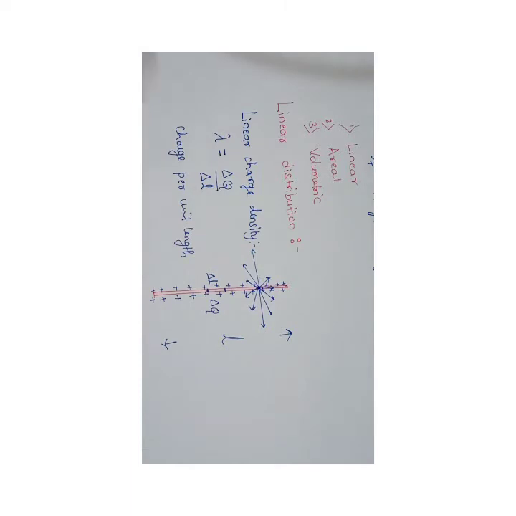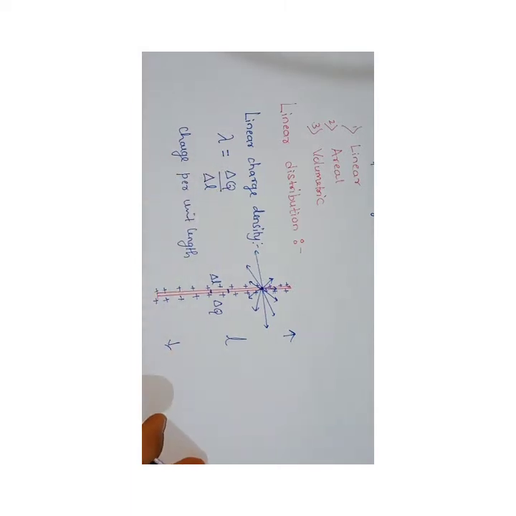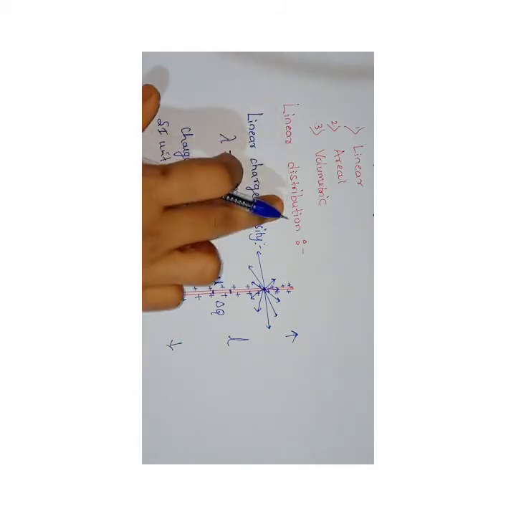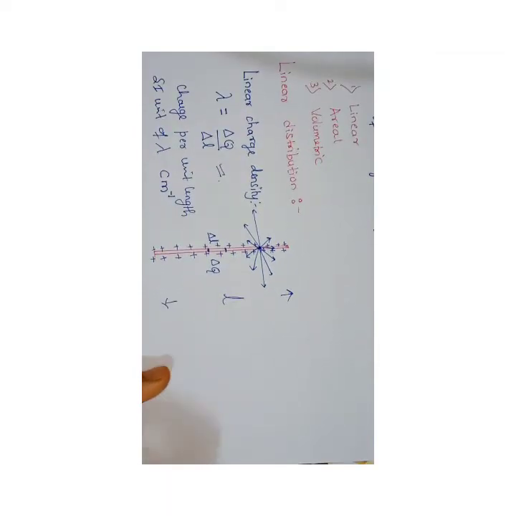So what is the formula used here? Delta Q by delta L. I am going to use this formula to find the electric field due to a continuous charge distribution. What might be the SI unit of lambda? It's coulomb per meter, C by m. So I hope you understood linear distribution. Now I'll calculate the electric field due to a linear distribution. I am going to do this on this side.